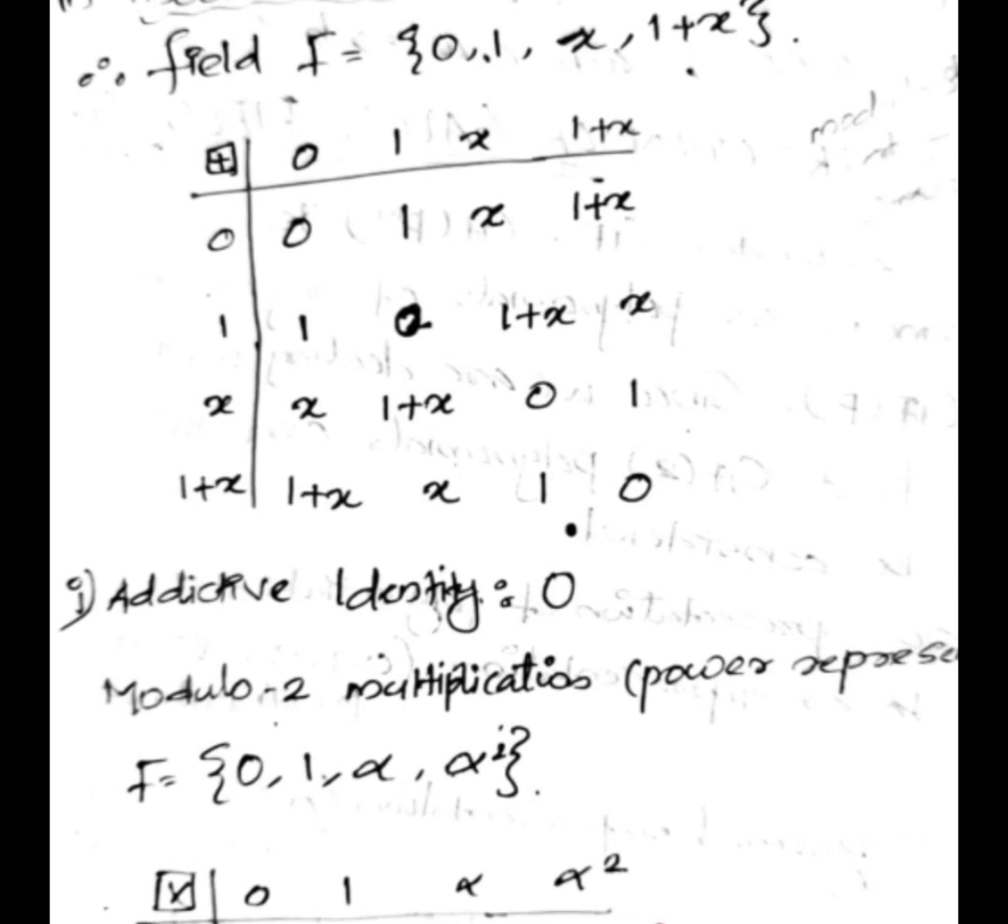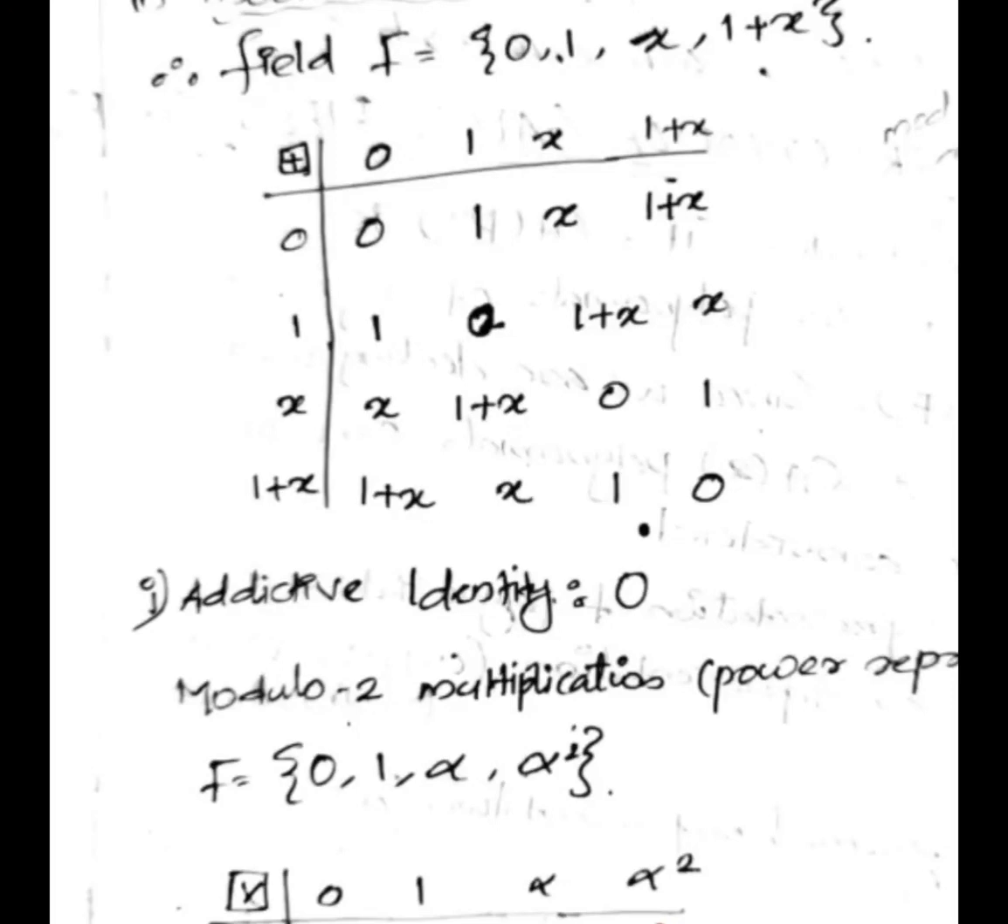In the third row, when we multiply 0 with alpha, we get 0; 1 with alpha, we get alpha; alpha into alpha, we get alpha square. The last row can be calculated after some time. So alpha square into 0 is 0, 1 into alpha square is alpha square, and alpha into alpha square.